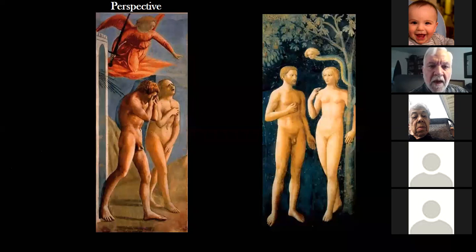Perspective is being used here, but also chiaroscuro, light and dark, and also idealization, and also gravitas, so that sense of weightiness and heaviness that they possess. And all these things are in contrast to the slightly older master, still an early Renaissance master, but without the sort of monumental heroism that Masaccio shows us.